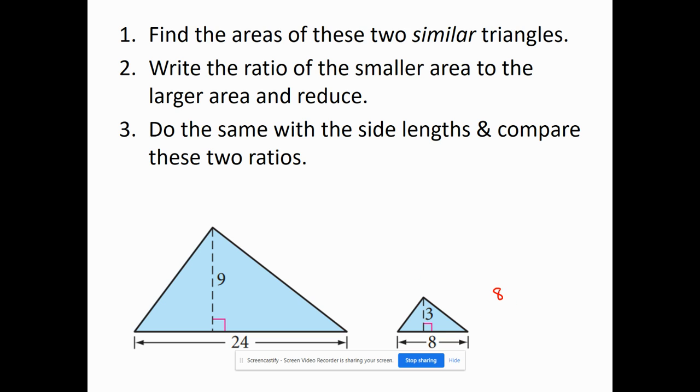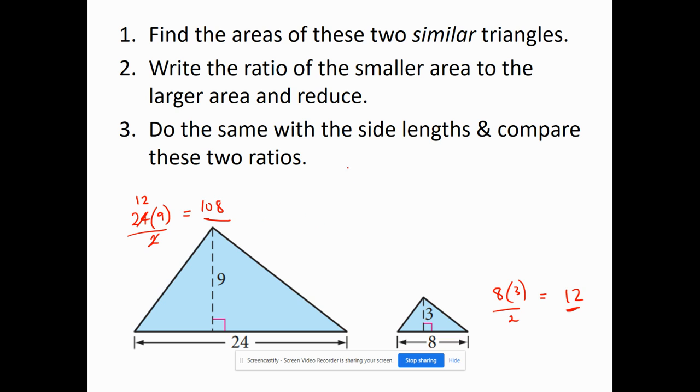We just do base times height divided by 2, so that's 12. And then this one would be base times height divided by 2. Just to make this a little easier, I'm going to cross cancel or divide. 12 times 9 is 90 plus 18, so 108.